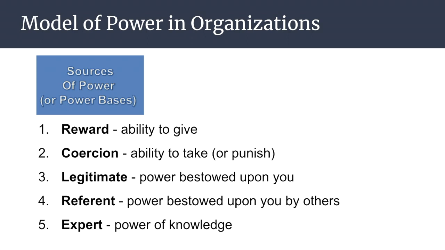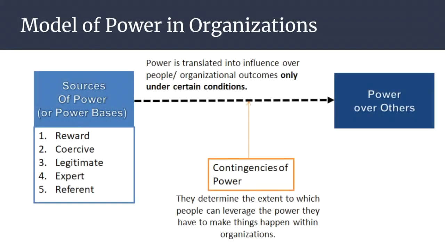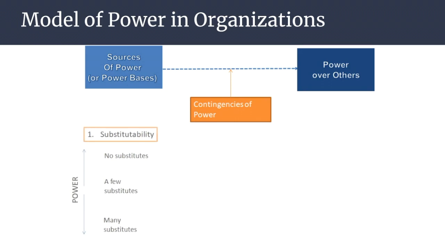So now that we understand the 5 power bases, we have to understand that power is translated into influence only under certain conditions. And those conditions are called the contingencies of power. So they essentially determine the extent to which you can leverage your power to actually make things happen. So let's dive into what these contingencies of power are. The first is substitutability. Essentially, the more monopoly you have in your ideas or thoughts, the more power you have. If there's fewer options, you have more power.